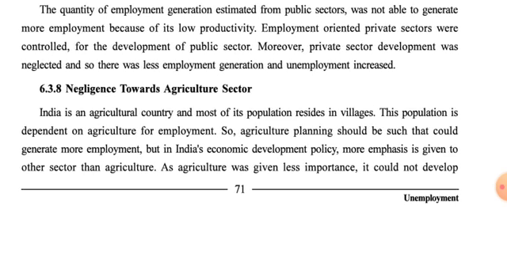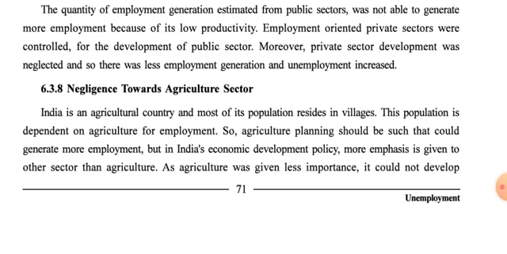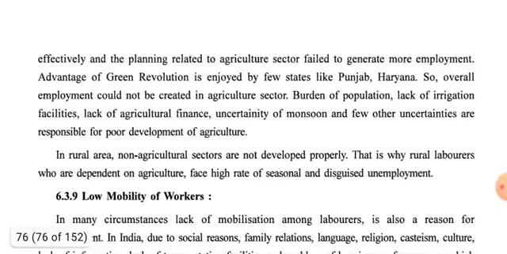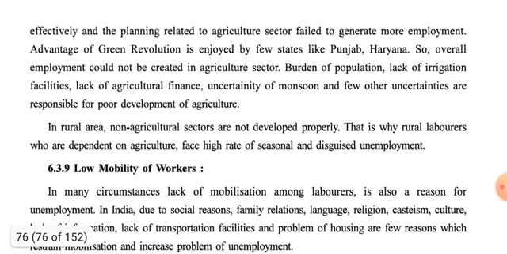Now 8.1 is negligence towards the agriculture sector. India is an agricultural country, and most of its population resides in villages. This population is dependent on agriculture for employment. So agriculture planning should be such that it could generate more employment, but in India's economic development policy, more emphasis is given to sectors other than agriculture. As agriculture was given less importance, it could not develop effectively, and the planning related to the agriculture sector failed to generate more employment.